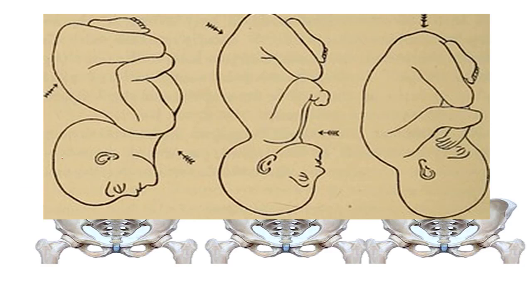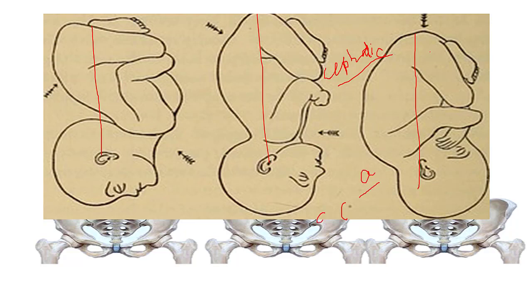Here is the example. Please clear your concepts. In all these three pictures, the lie is longitudinal, right? And the second thing is that the head is first going into the maternal pelvis, and that is called cephalic. So lie is longitudinal, and in them the presentation is cephalic. So in picture A, the fetus has longitudinal lie and there is a cephalic presentation.